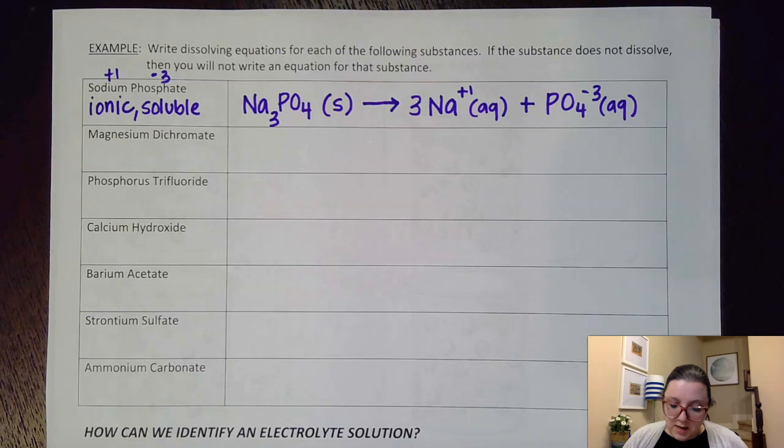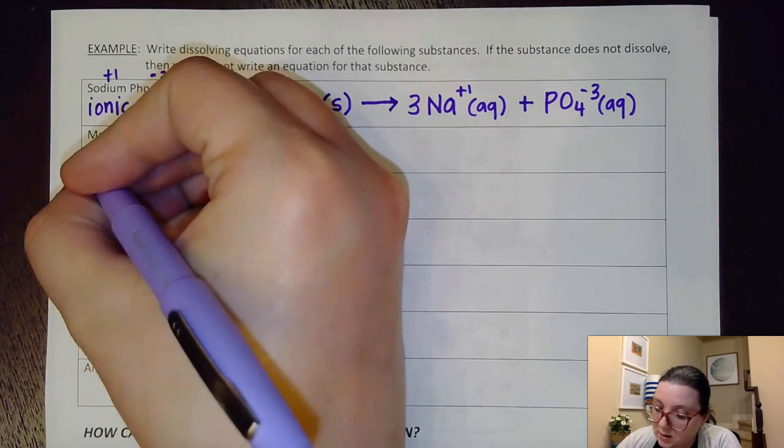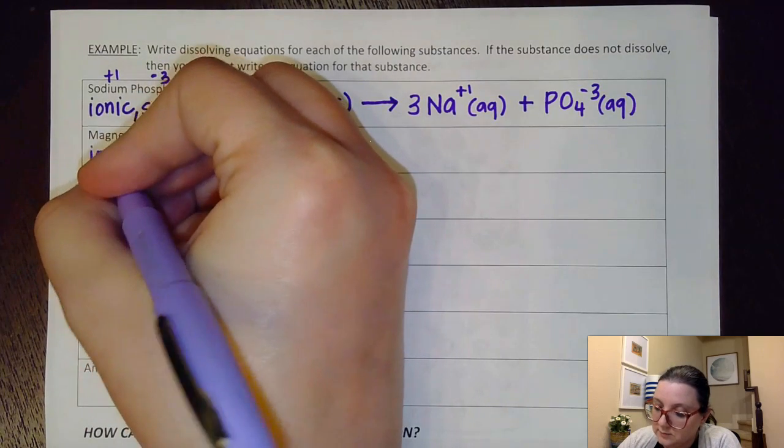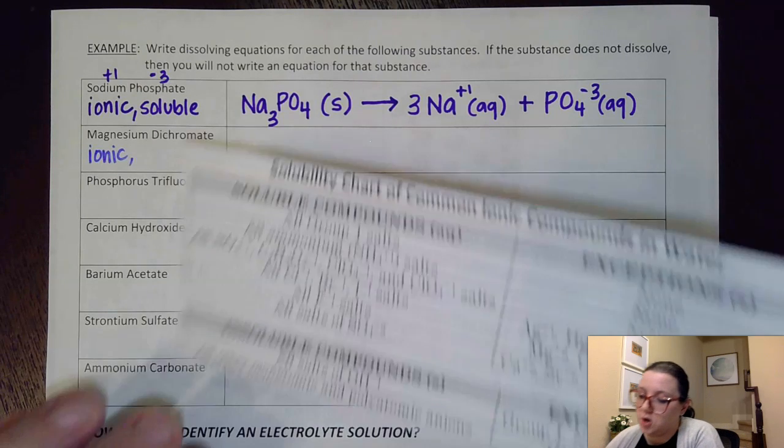All right, let's look at our next one here. I have magnesium dichromate. Again, I'm going to ask myself, is it ionic or covalent? I have a metal polyion, so this is ionic. Next, I want to figure out if it's soluble or not. So since it's ionic, I would want to use my solubility rules. It's not a group 1, ammonium, or nitrate, so I'm going to go ahead and consult my chart here.